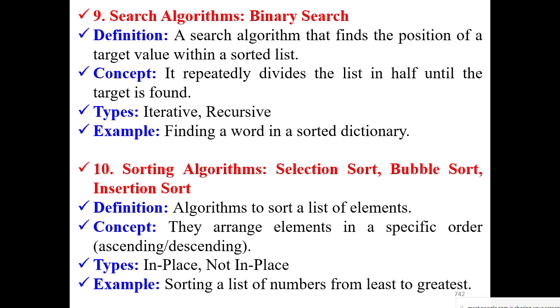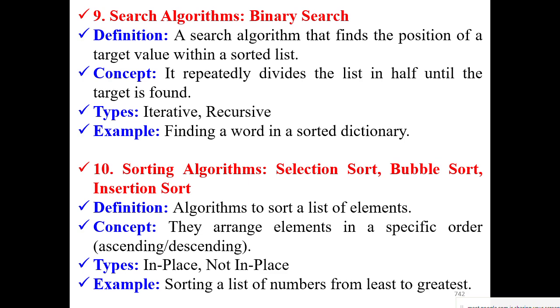Then sorting algorithms, like arranging elements in ascending or descending order. There are three types of algorithms here that I have listed, algorithms to sort a list of elements. The concept is that these sorting algorithms arrange elements in a specific order, ascending or descending. Types are in-place and not in-place. Sorting a list of numbers from least to greatest is called sorting.